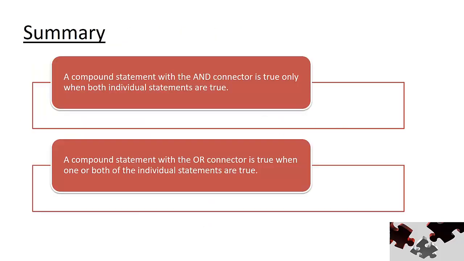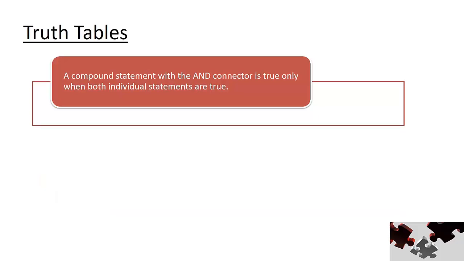On this page, I wanted to summarize the big ideas when working with the and or connectors. If we are dealing with a compound statement involving and, the overall statement is true only when both the individual statements are true at the same time. If we are working with a compound statement involving or, the overall statement is true as long as at least one of the individual statements is true. We can summarize these ideas using what's called a truth table.